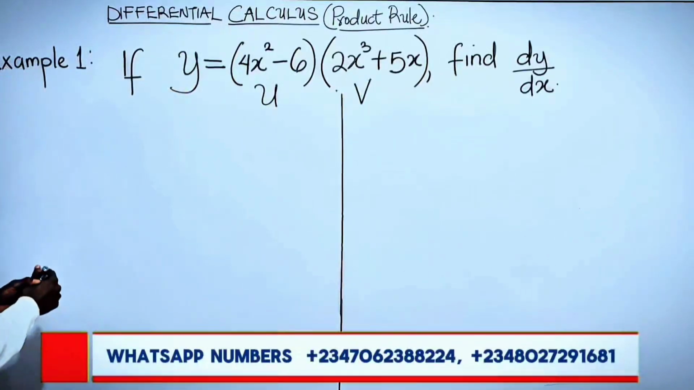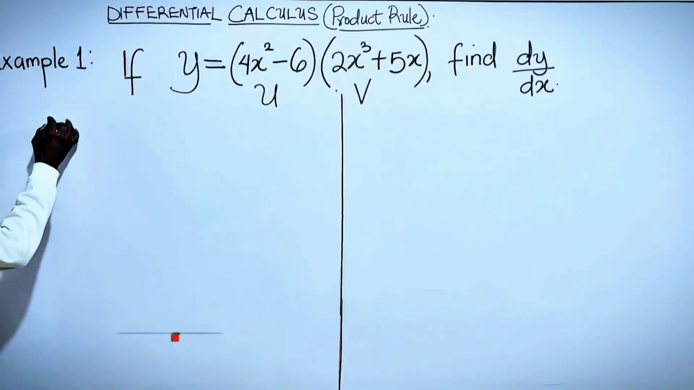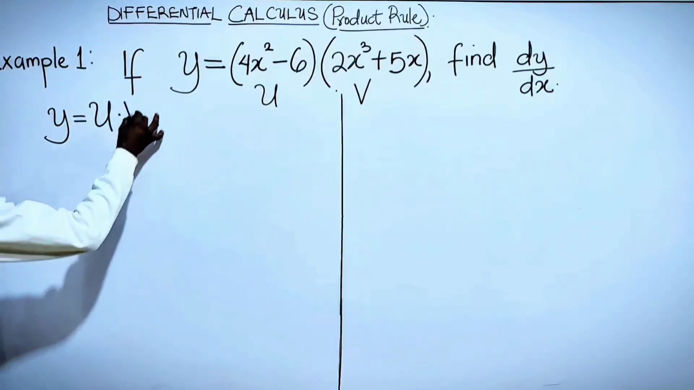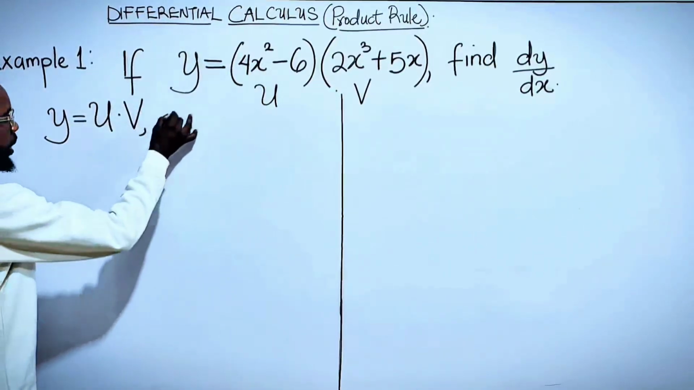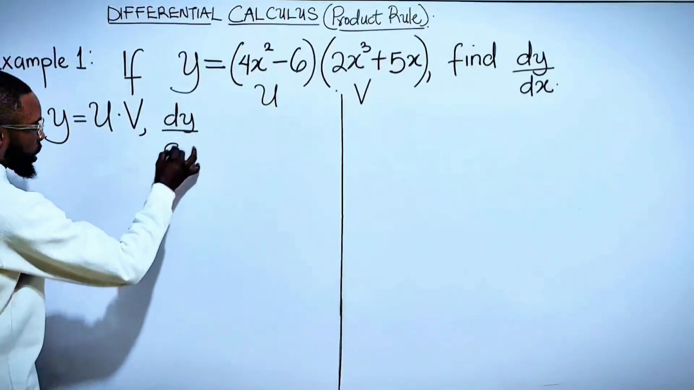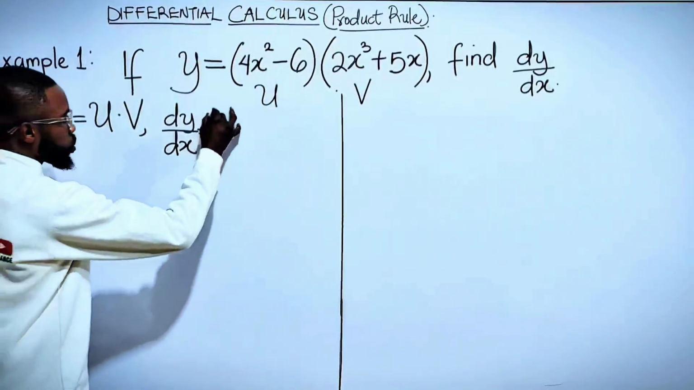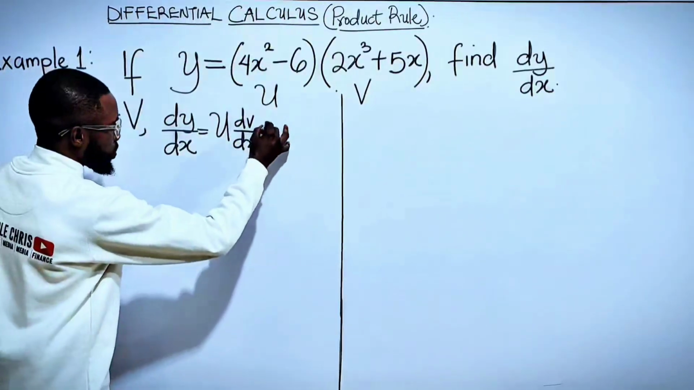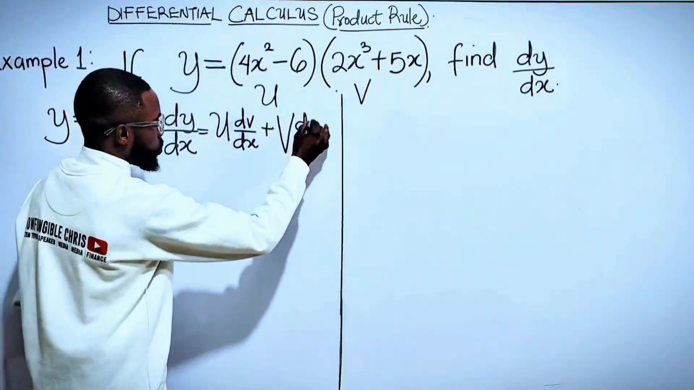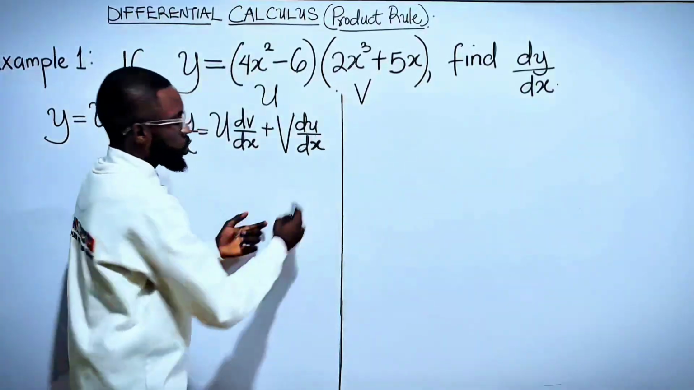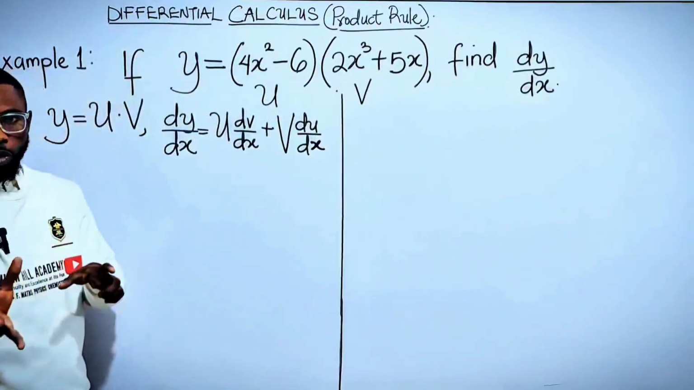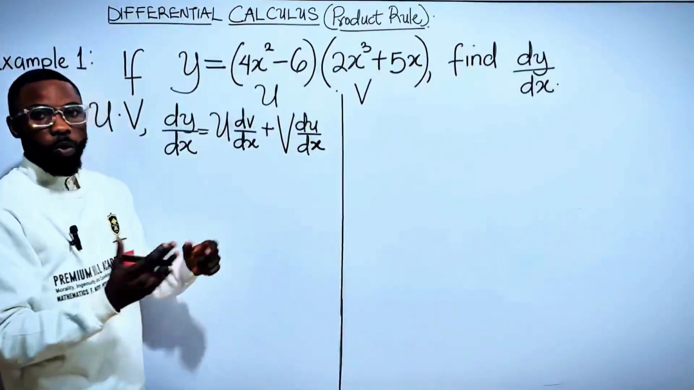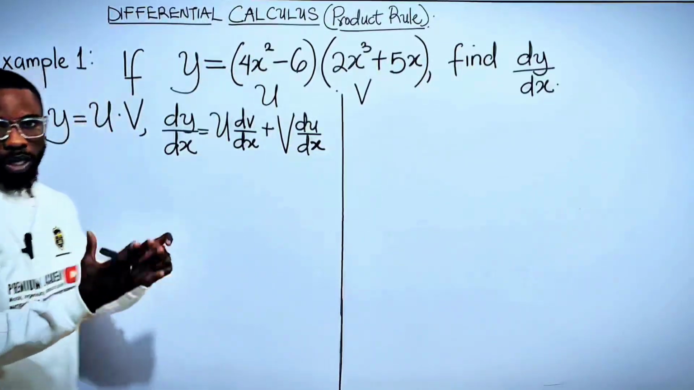Remember, in differential calculus, if y is equal to the product of u and v, then dy over dx is u dv over dx plus v du over dx. This is the formula for the product rule. The steps of solving questions on the product rule are to substitute the values. Now here's how it works.